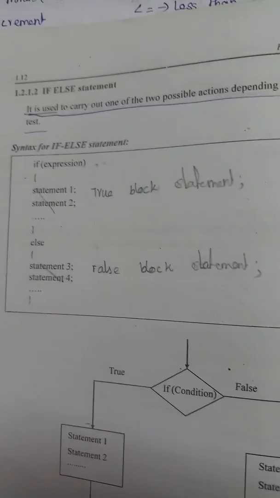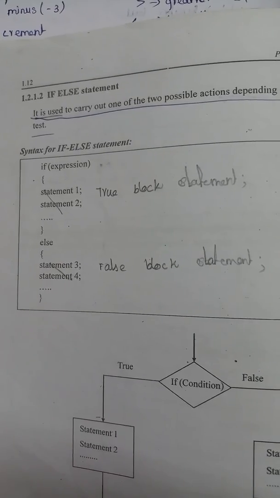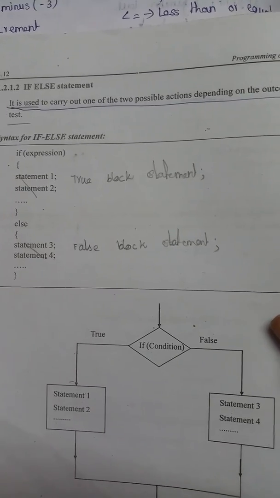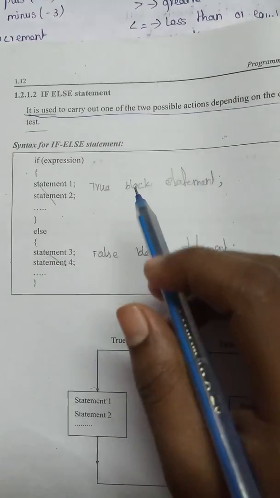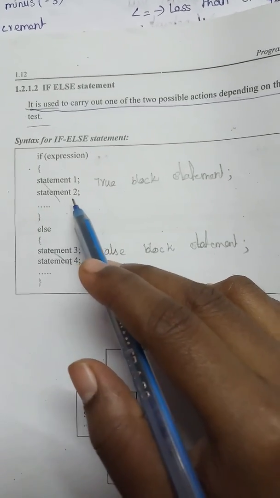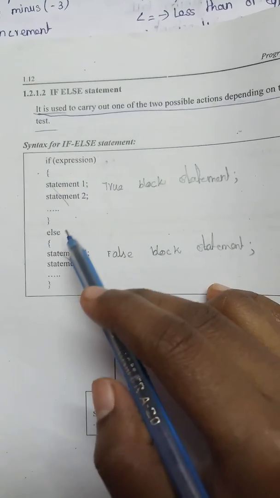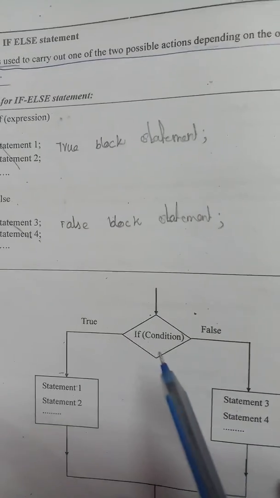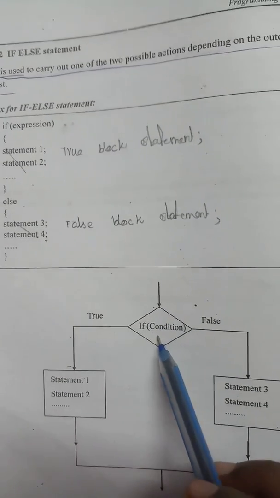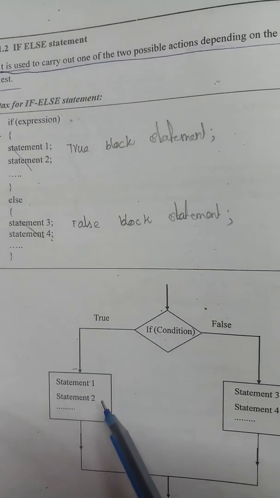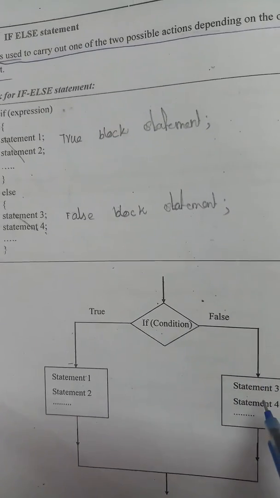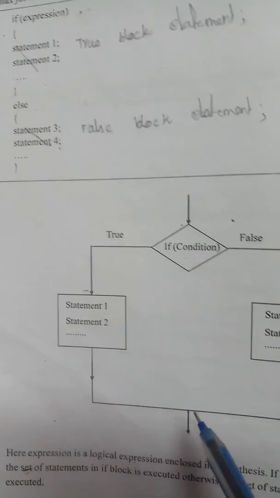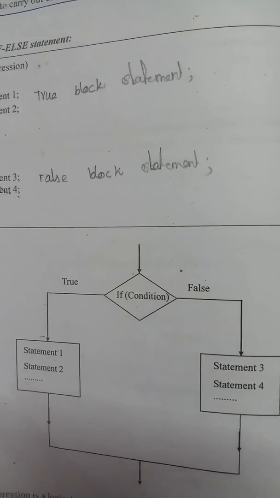The next one is if else. If else is used to carry out one of two possible actions depending on the outcome of the test. It will take the else condition also. If (expression), statement 1, statement 2. If this condition is false, it will directly come to the else statement and process those statements. Here, for example, if you check the condition and it is true, it will go to statement 1, statement 2. If the condition is false, it will go to statement 3, statement 4. At last, it will display the output as statement X. Okay, have you all got it? Yes. Thank you.